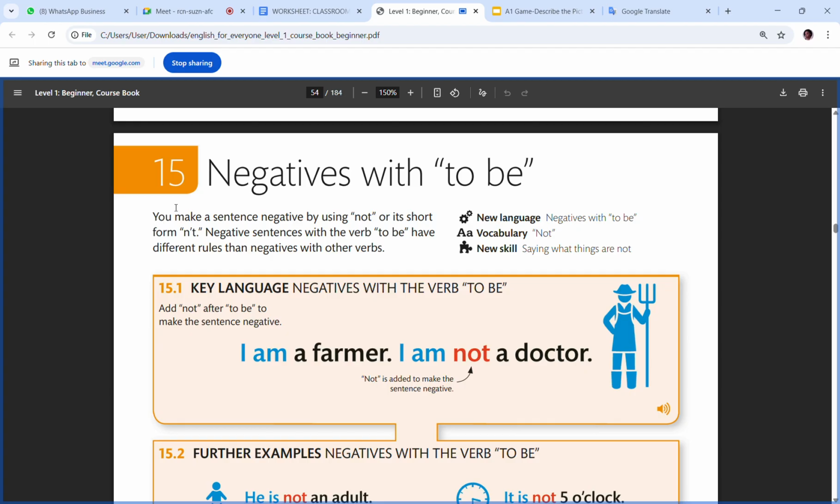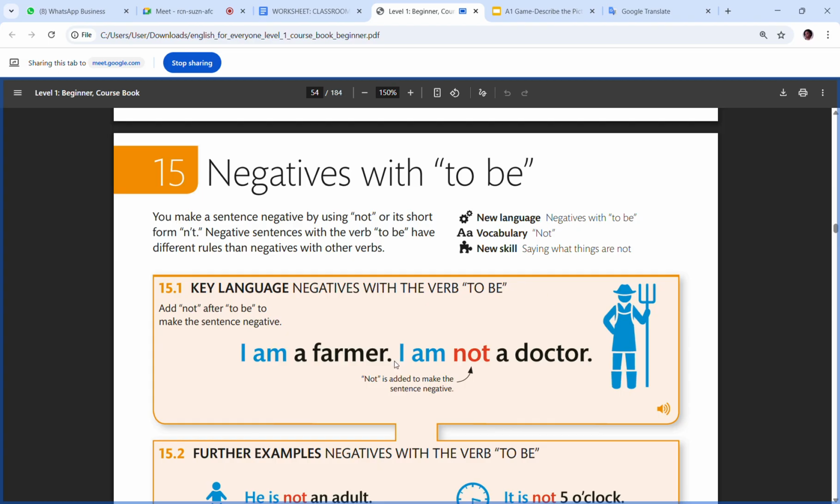We are going to learn how to talk about negative sentences with the verb to be. So what do we mean by this? What do we mean by negative sentences, right? So remember, when you are talking in the present simple with the verb to be, you say, I am a farmer, right? I am a student, right? So that is a positive sentence, or an affirmative sentence.